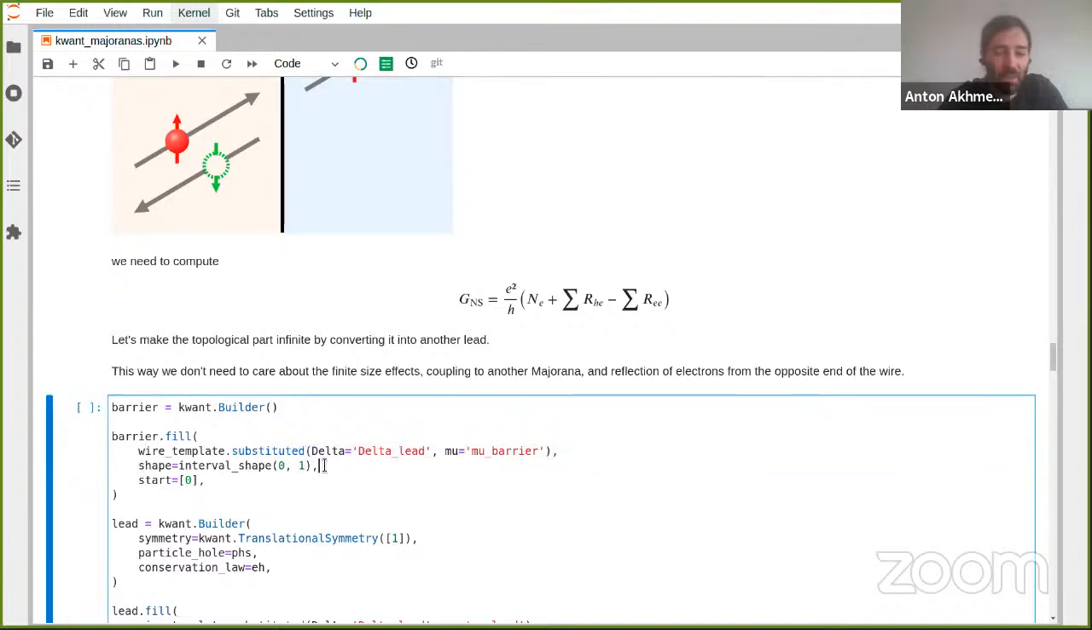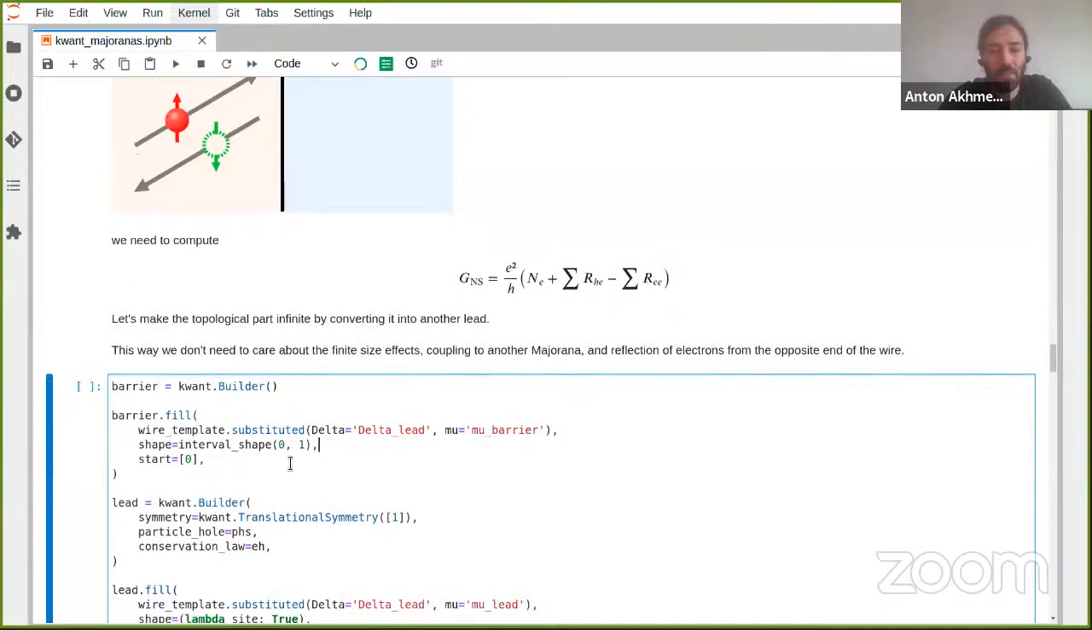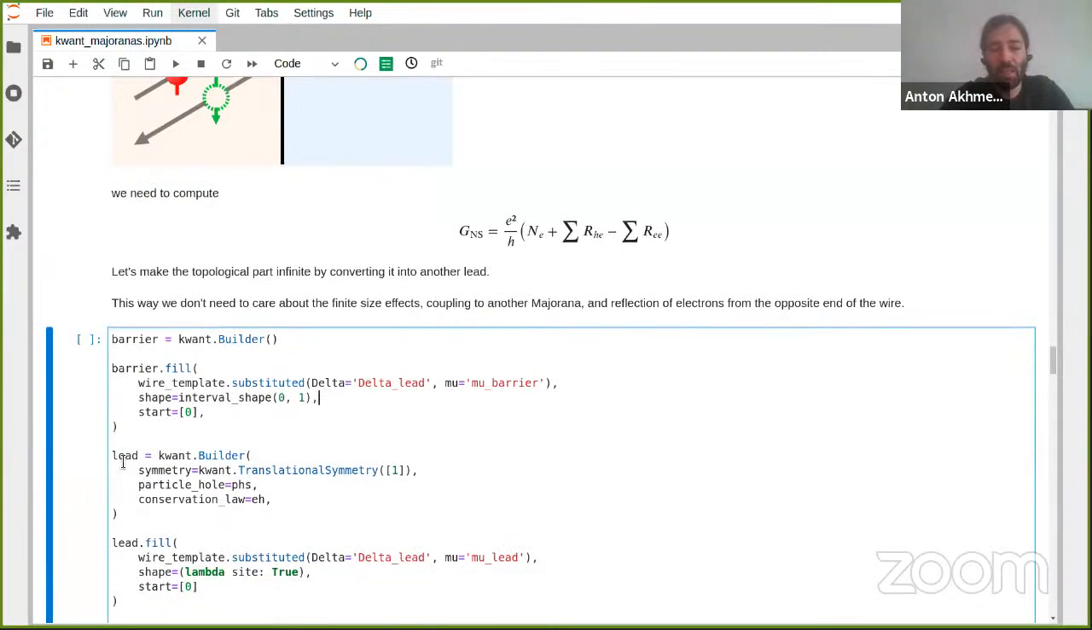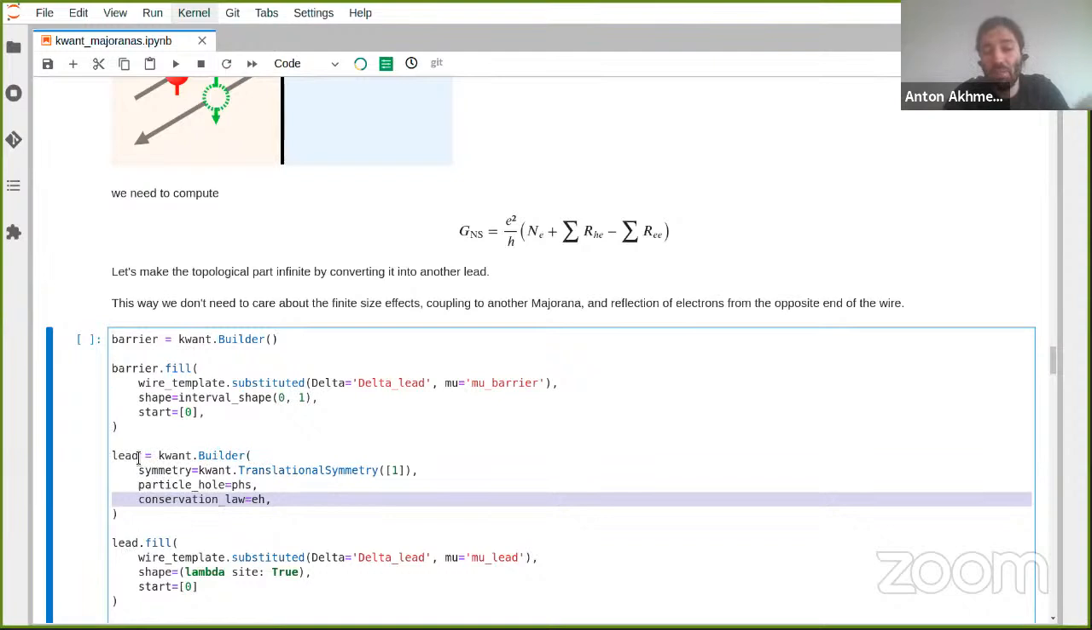Now, the shape of the barrier is just a single site at the origin, and that's it. To this barrier, we are going to attach a lead. So a lead is also a quant builder. Unlike a barrier, it also has a translational symmetry in the positive x direction. It also has particle hole symmetry and a conservation law. So these are the charge conservation law. These two are relevant to sort the incoming and outgoing modes and compute them in the proper basis.